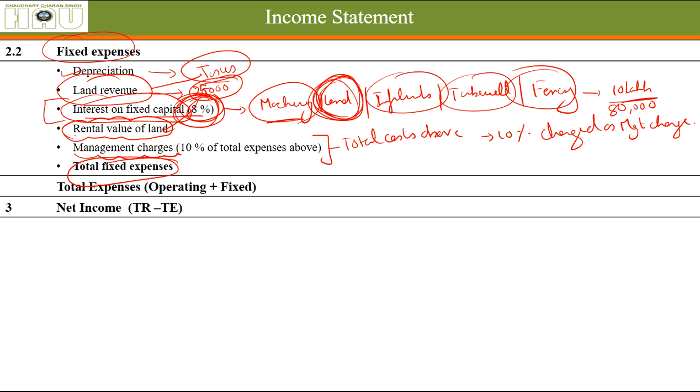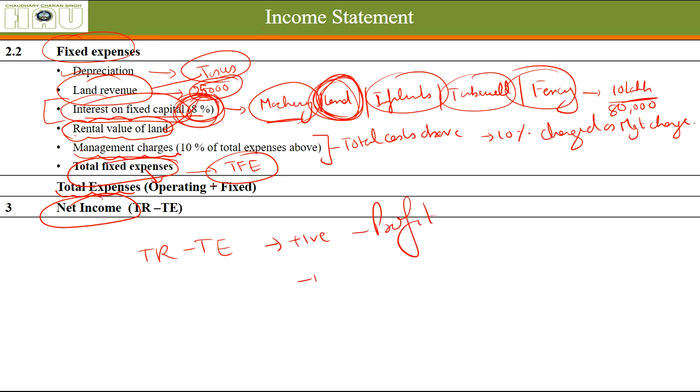Then we will come to total fixed expenses. Now total expenses, operating plus fixed. Net income will be total revenue minus total expenses. If it is positive, that means we are earning profit. If it is negative, that means we are in for a loss.